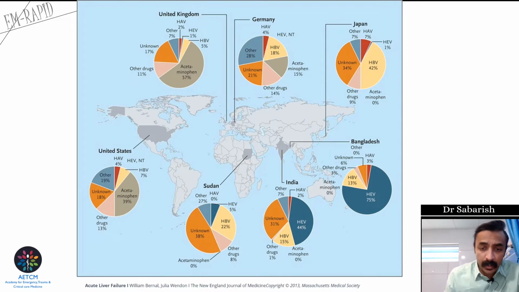So this is from an NEJM article in 2013. I think things would have changed a bit from where it stood at that point, where you can clearly see that in the West, the proportion is predominantly taken by paracetamol toxicity, whereas in India it was predominantly a viral hepatitis kind of picture, with B and E and A forming a major part.